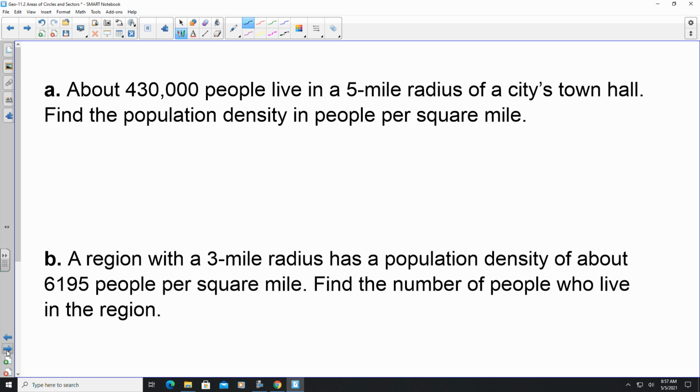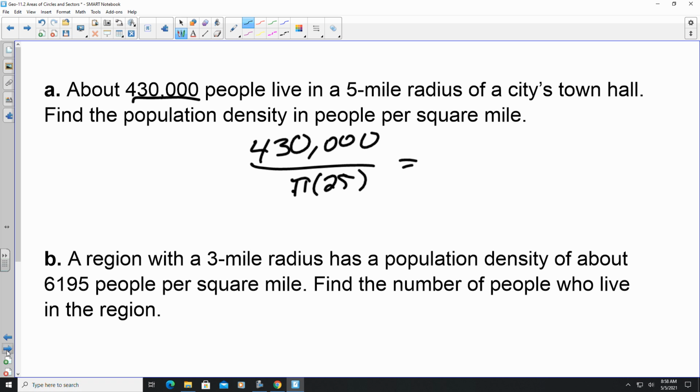All right, so here it says about 430,000 people live in a 5-mile radius of a city's town hall. Find the population density in people per square mile. So here's what we're going to do. They're telling you that 430,000 people live in this 5-mile radius. To figure out what it would be per square mile, you're going to divide it by the area of that circle. So the area of that circle is going to be pi times r squared. Well, r is 5, so it's going to be pi times 25.